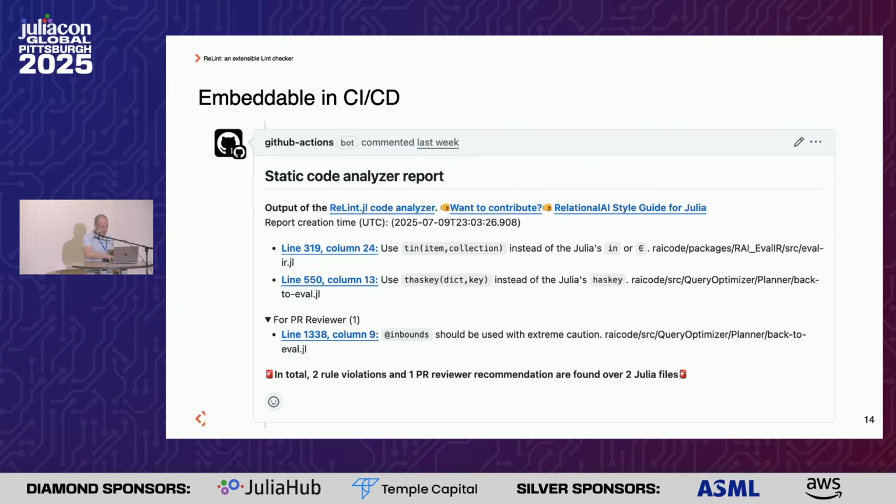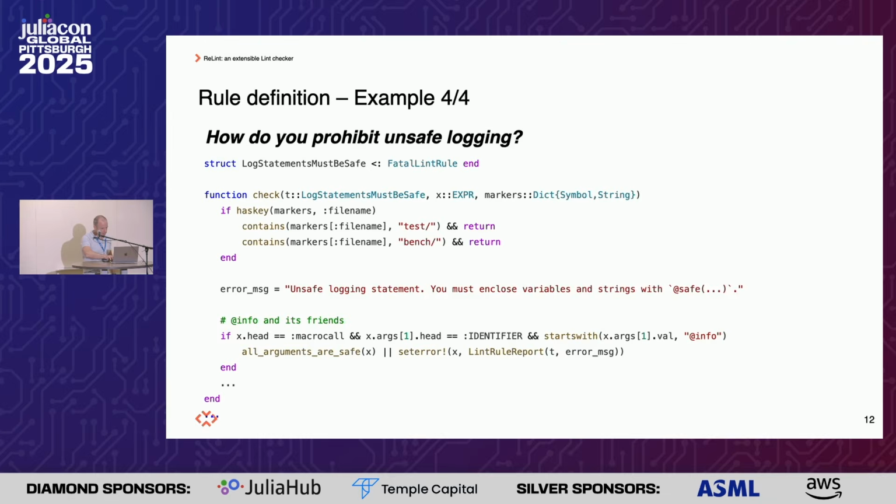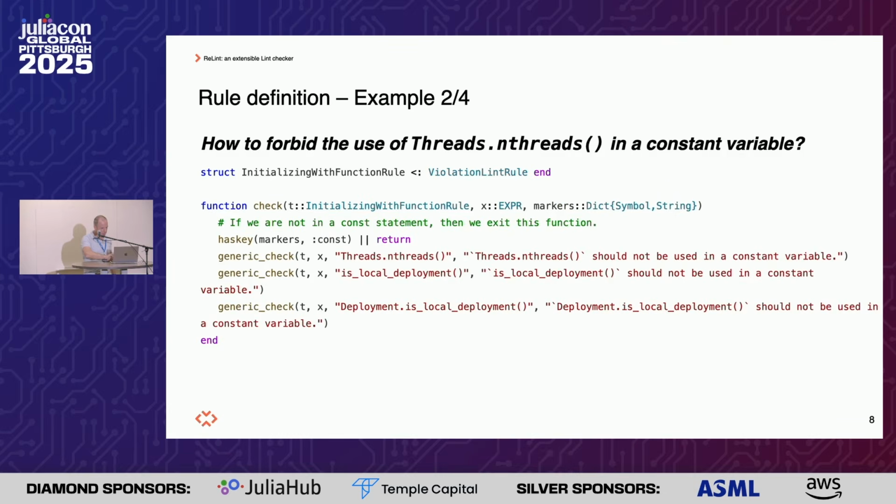So for example, if I look at this piece of code here, this is an example of a thread that must not be used in a const statement. How do I know that I am within a const statement? Here I use these markers. And I think using those markers is a kind of hack.